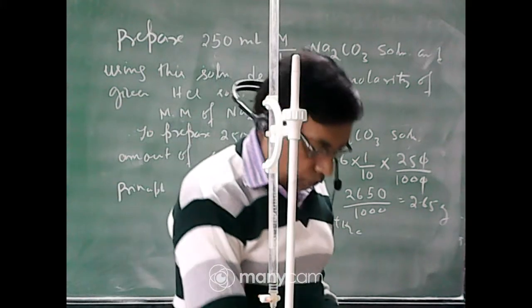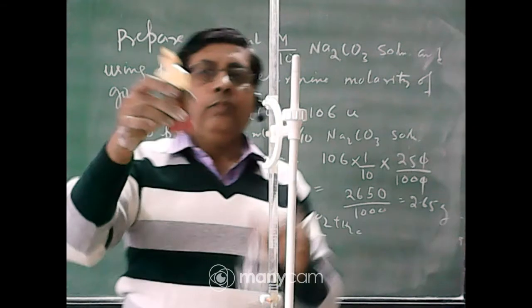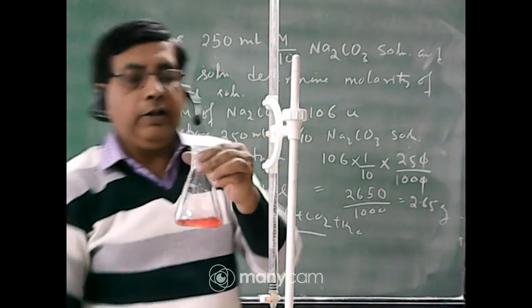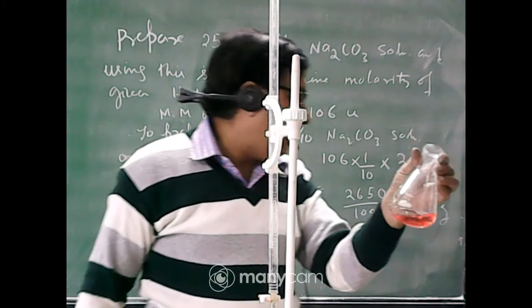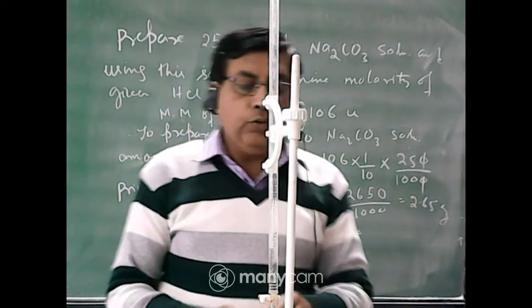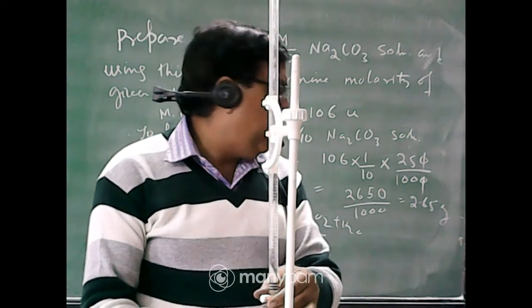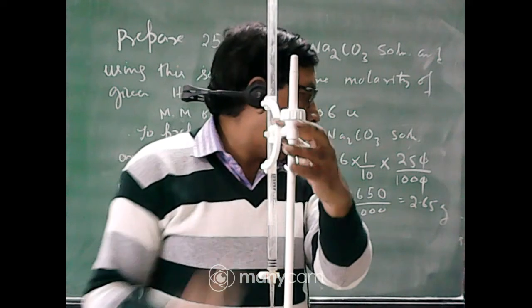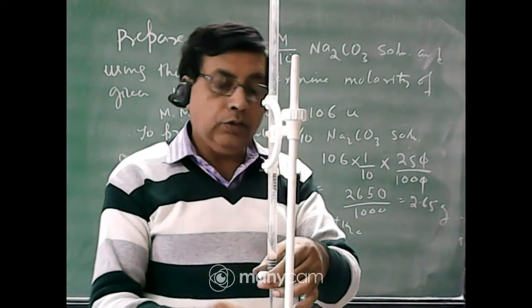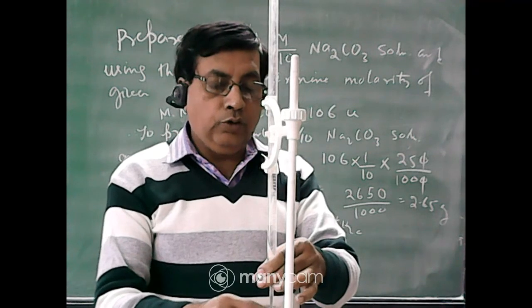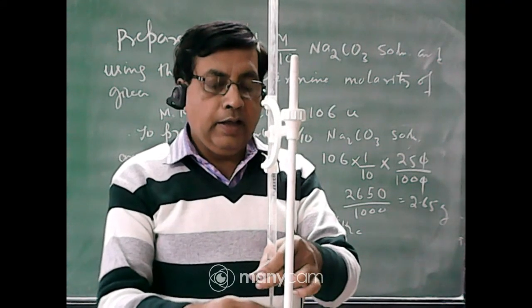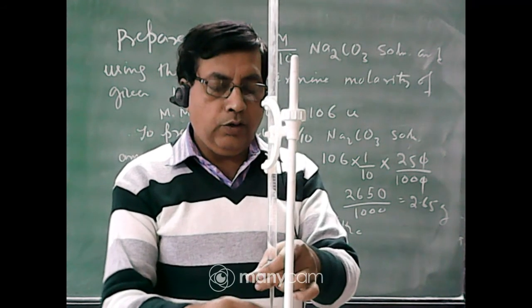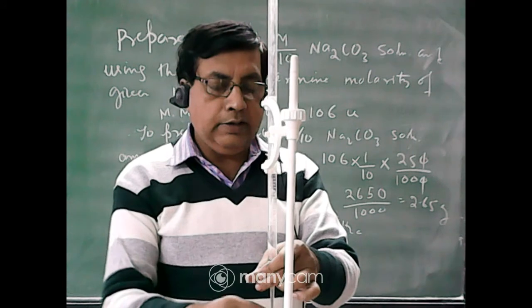Now we add a few drops of methyl orange indicator, 2 or 3 drops. It gives a slight red color, pink color. Now you titrate using sodium carbonate solution. Continuously stir with the right hand, and with the help of the left hand you drop the solution drop by drop, and constantly stirring.